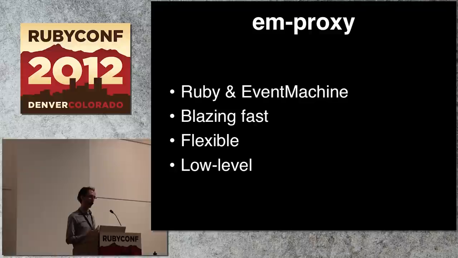EM proxy is Ruby and EventMachine, and if you aren't familiar with EventMachine, it's an event-based system for writing Ruby code in an evented way. If you've heard all the stuff about Node.js, it's similar in architecture to that, but Ruby. It has some nice advantages of being blazing fast. It's also flexible, and it's low level. That low level aspect has its pros and cons, but I'll get into that in a bit.